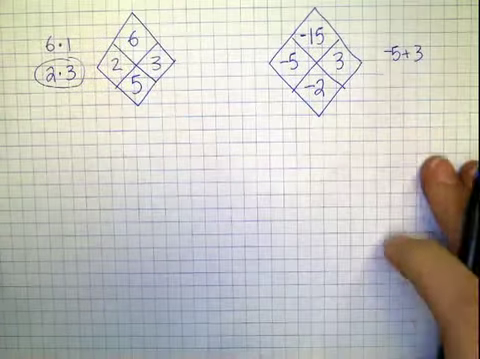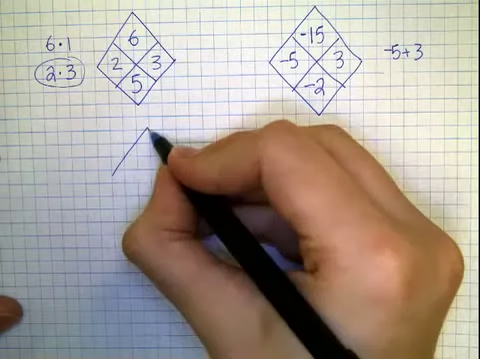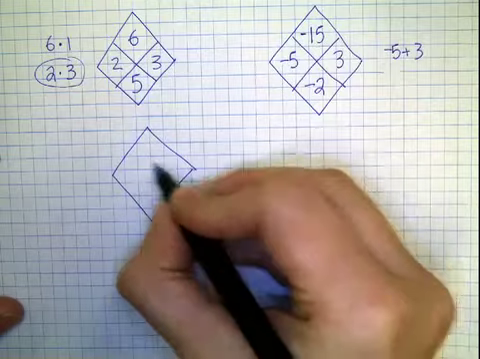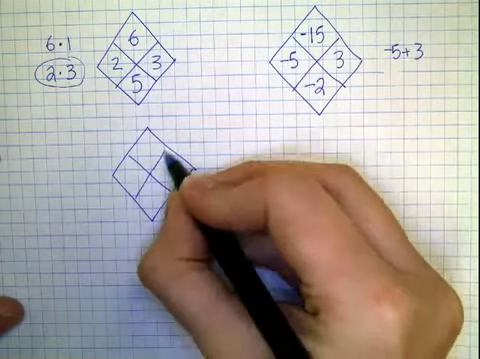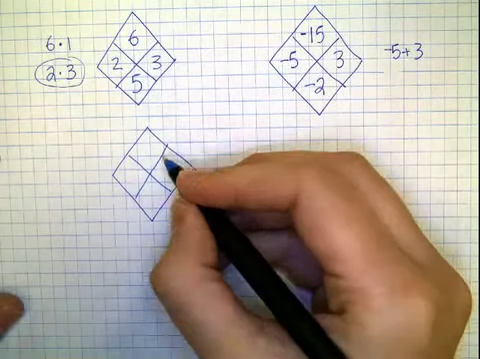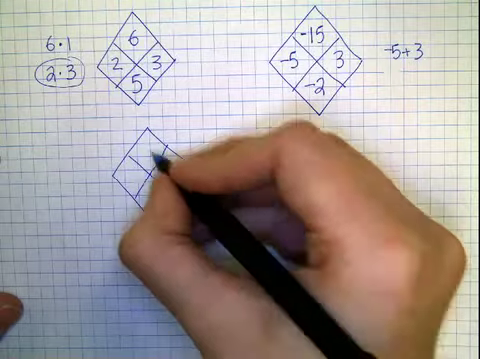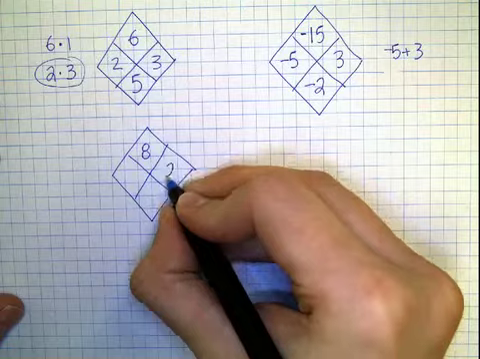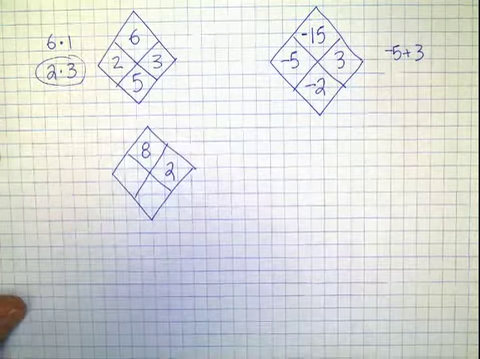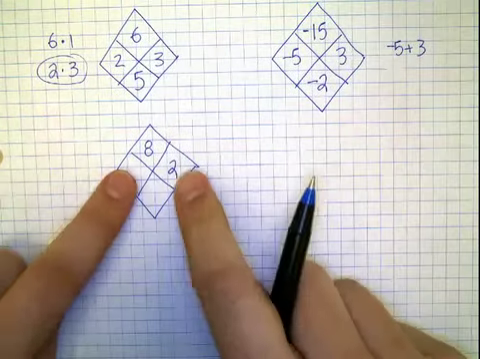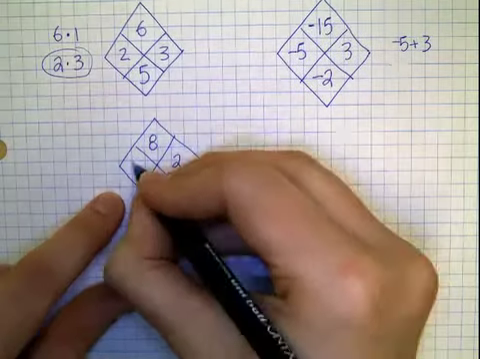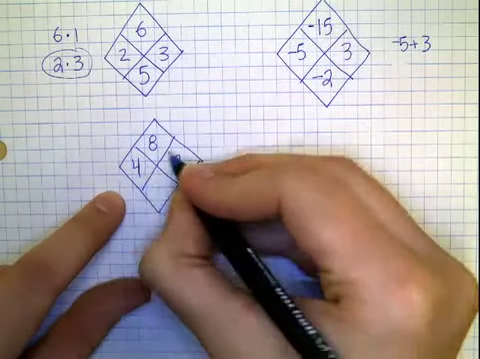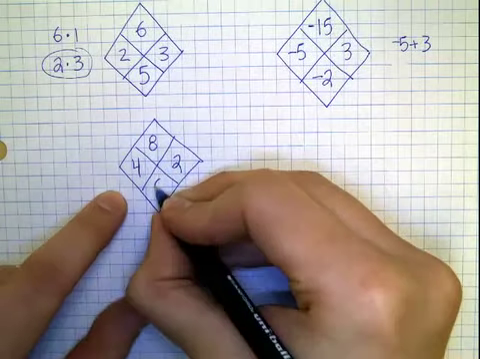Some of the diamonds that you're going to see in your book are going to give you different pieces, where they might say, okay, here's a diamond. I happen to know that the top number is 8, and the side number over here is 2. Fill in the other blanks. Well, now you have to think of what times 2 gives you 8. Well, 4 times 2 equals 8, and 4 plus 2 is 6.